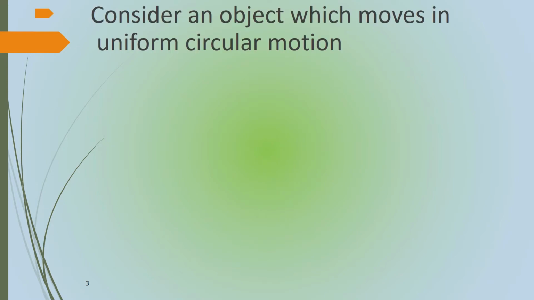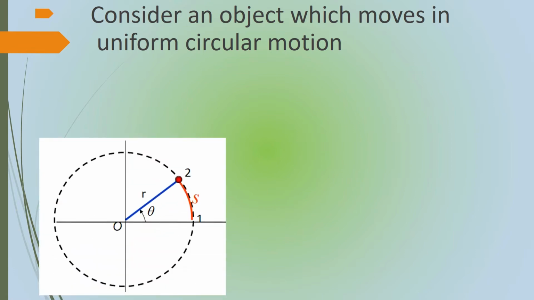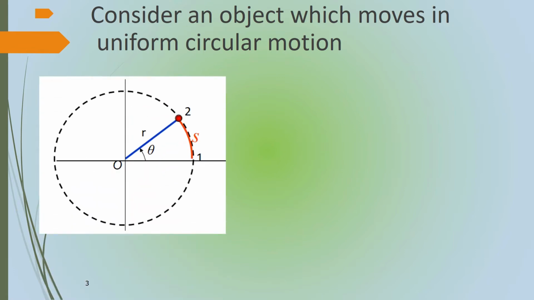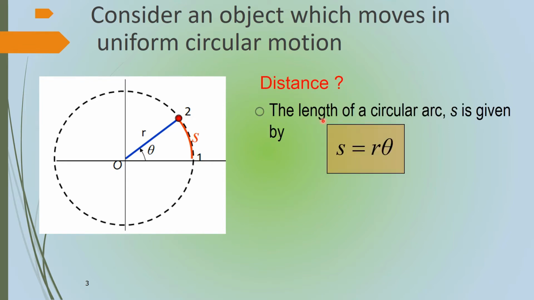Consider an object which moves in uniform circular motion as in this figure, from point 1 to point 2. From point 1 to point 2, it goes through part of the circle, S. So how to calculate the distance? The distance S equals R theta, where R is the radius of the circle and theta is the angular displacement in radians.